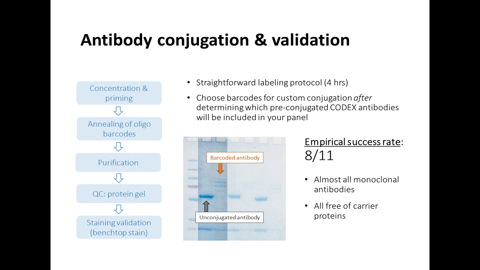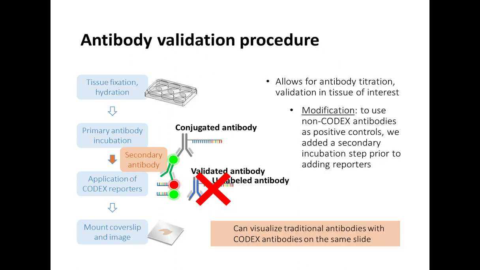And once you've verified that the barcodes have in fact conjugated to your antibody, the next step is to perform a staining validation, which actually just happens on your benchtop again, not with the machine. And that's really the step where you get to assess how successful conjugation really was. So for that procedure, the goal is really then to allow the user to specifically titrate the antibody as well as validate it in the tissue of interest that will be used ultimately in the CODEX machine.